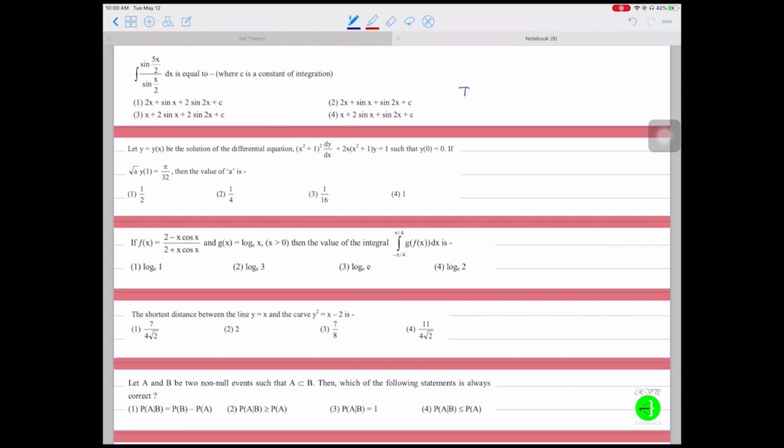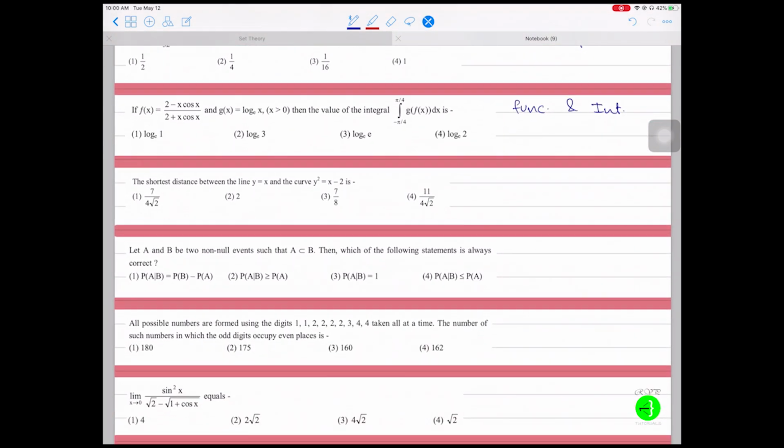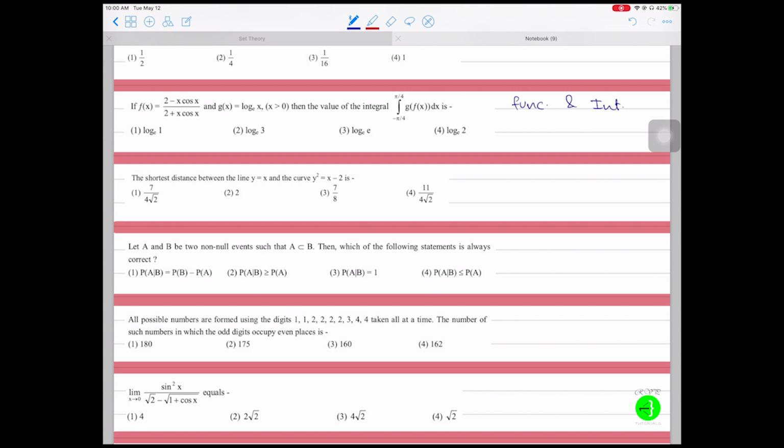The first one that we are going to solve is from the chapter of integration. I haven't included integration much in my previous videos, so today I am going to solve this one. The second question is from the chapter of differential equations. I know that there would be a question or two in JEE Mains every year regarding differential equations, so this topic is really important as well. The third question is from functions and integration. JEE Mains always has these cross-topic questions, and these are really important.